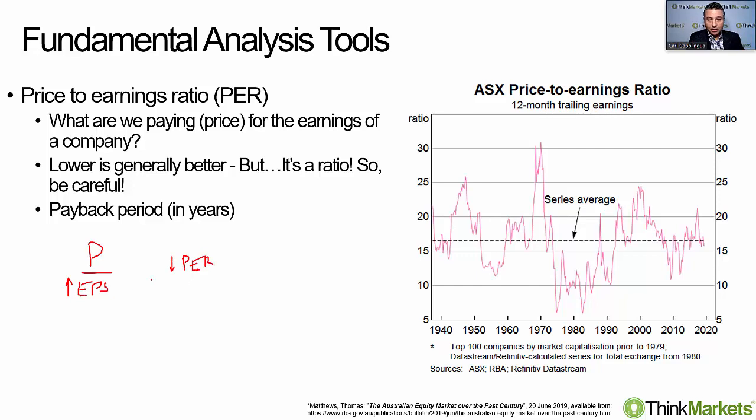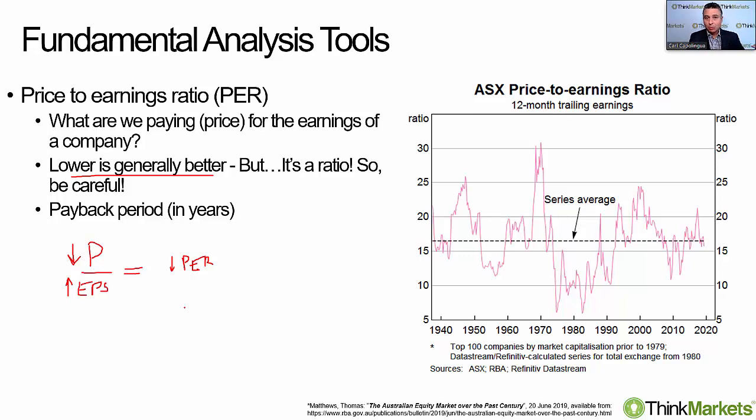The lower the earnings, the higher the PE ratio is going to be, and the lower the price, the lower the PE ratio is going to be for a fixed amount of earnings. So a smaller price divided into a fixed amount of earnings is going to give us a smaller PE ratio. So that's why we say lower is generally better. But as a ratio, there are some potential traps due to the fact that markets look forward, not backwards.